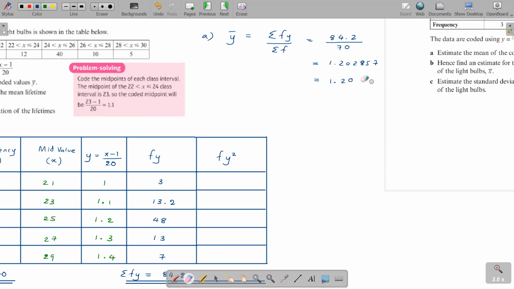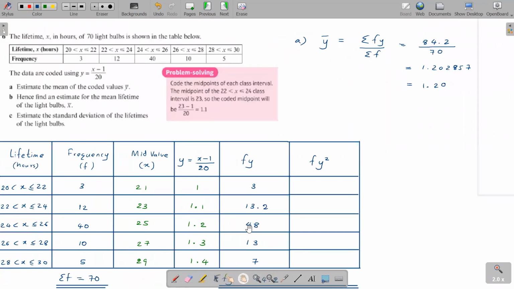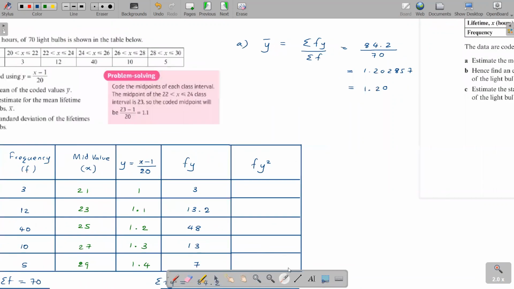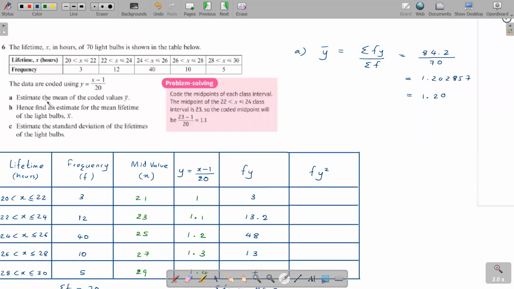We can't say hours because we are working now not with the original. The x data is the lifetime in hours. So this is the coded data. I'm getting the coded mean. Actually, the question also asked us to find the coded mean.